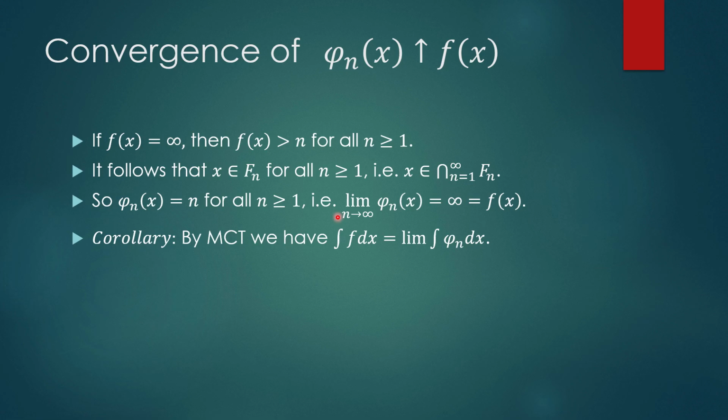So now we are able to prove that a given non-negative measurable function can be approximated by a sequence of simple measurable functions. Corollary: by the monotone convergence theorem, we have the integral of f dx is exactly equal to the limit of the integral of phi n dx. So ultimately what we have shown is that the integral of a non-negative measurable function can be found by using this formula, the limit of the integral of phi n dx, where phi n is the sequence of simple measurable functions converging to the function.